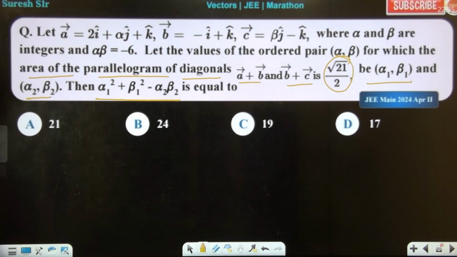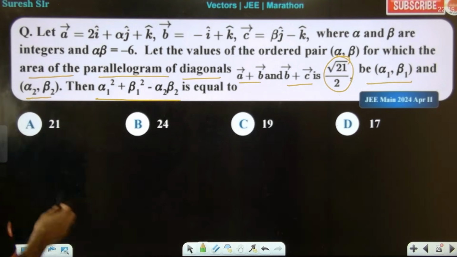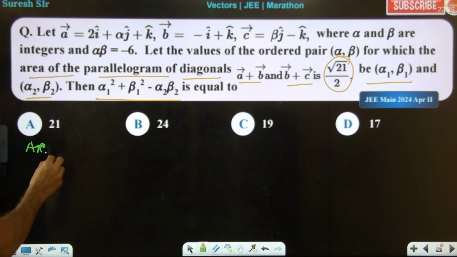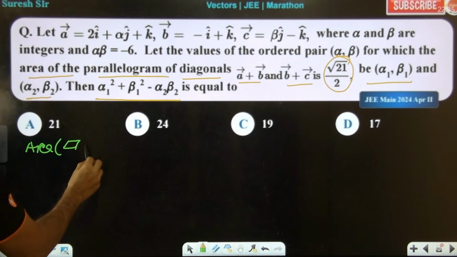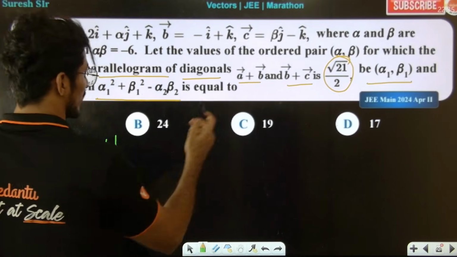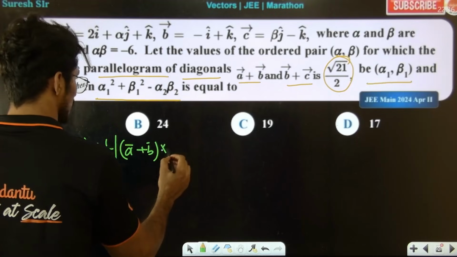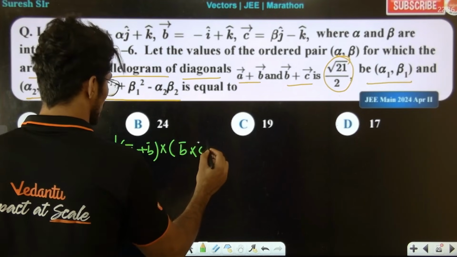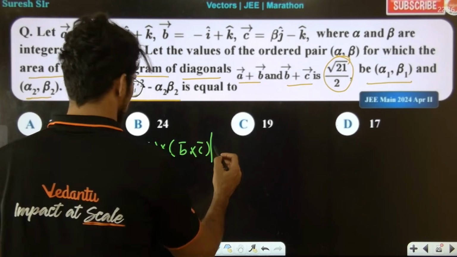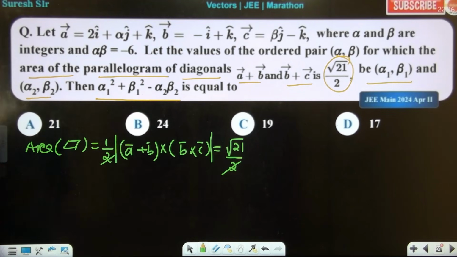Sir, firstly I will calculate this very carefully because so much calculation will be involved here. So area of parallelogram is what? Half into diagonal 1. What is diagonal 1? A plus B cross B plus C. Any doubts? What is area? Root 21 by 2. So 2 will be cancelled, sir, here. Yes or no?